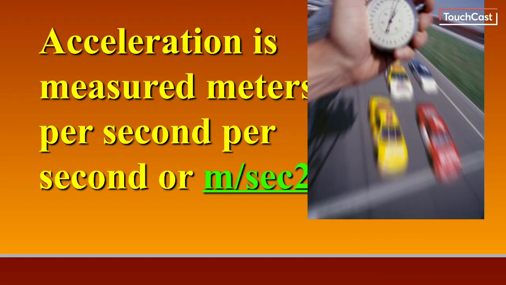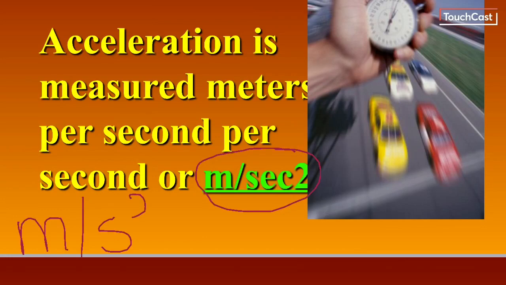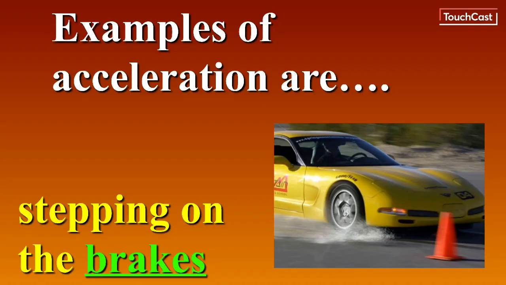This next part is very important. Acceleration is measured in meters per second squared. That is something I need you guys to always remember. Acceleration is always meters per second squared. If it is just meters per second, that's a speed. Meters per second squared is the unit for acceleration, always, never changes. Lastly, it says name 5 examples of acceleration.